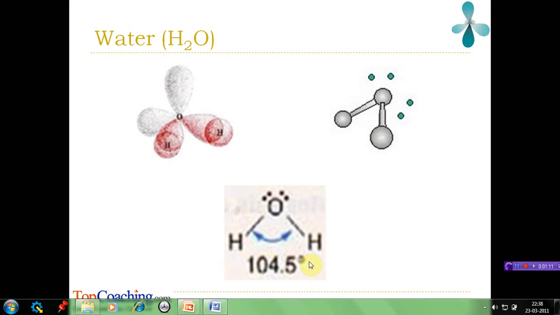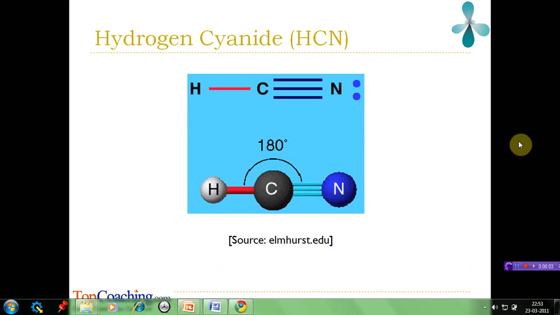Our next example is hydrogen cyanide with the molecular formula HCN.